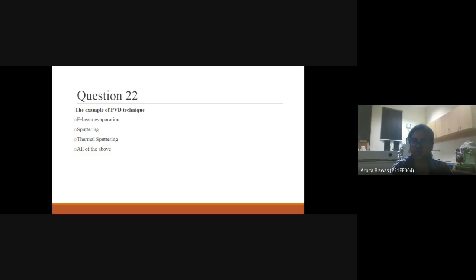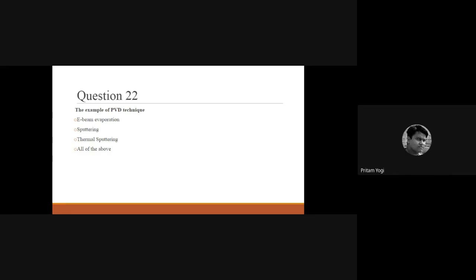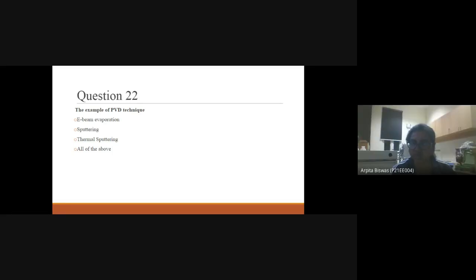How is the chemical reaction happening there? Suppose we are doing oxidation. Suppose we want to deposit silicon oxide, so we have to send oxygen that reacts with the silicon. I think this kind of reaction is CVD, with silicon dioxide and gases.